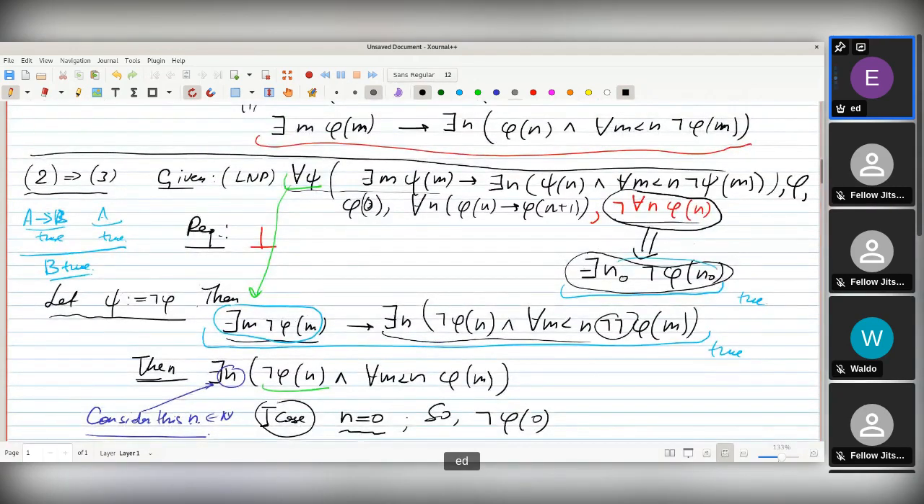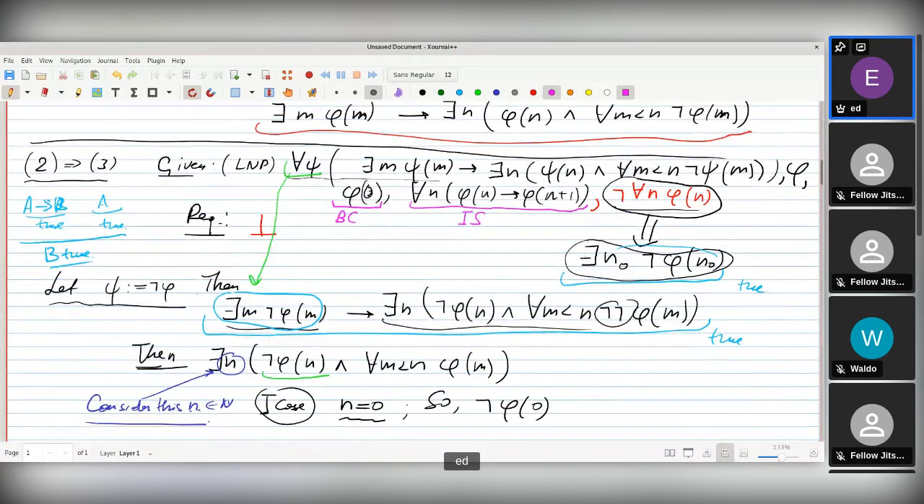But what do we have here? We have our base case, BC, and we have our inductive step, say, IS. Let's call it so.